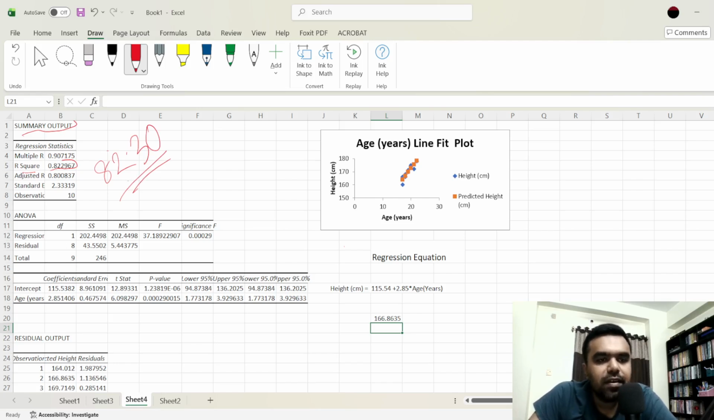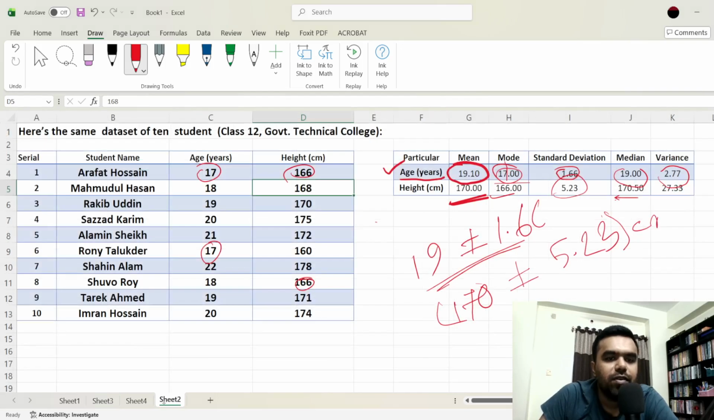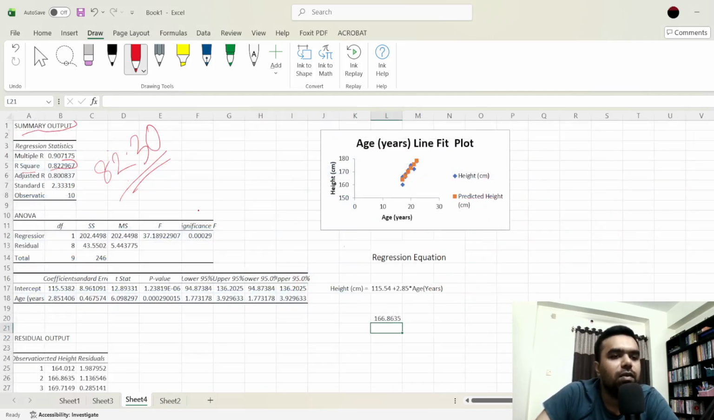And the age is very significantly related to the height. The higher the age, the higher the student's height. The lower the age, the lower the student's height. For example, if the age is 22, the height is the highest, 178 centimeter. If the age is 17, the height is the lowest, 166 centimeter. So there is a very strong correlation between age and height of students of class 12 of a government technical college.